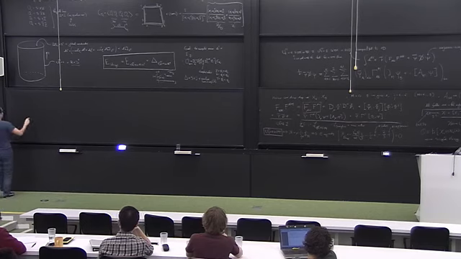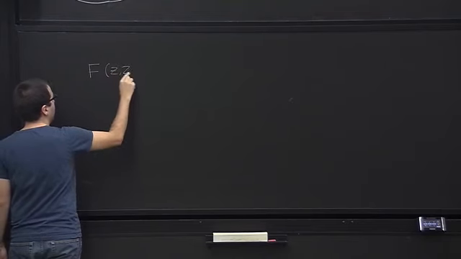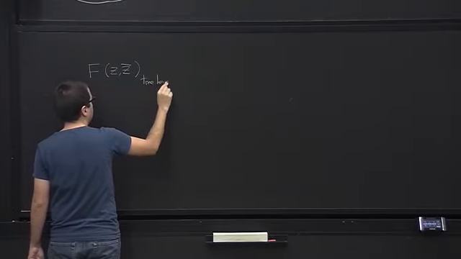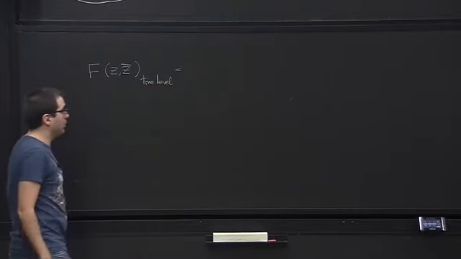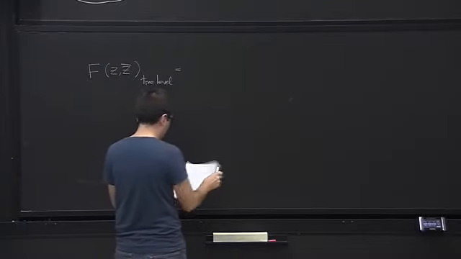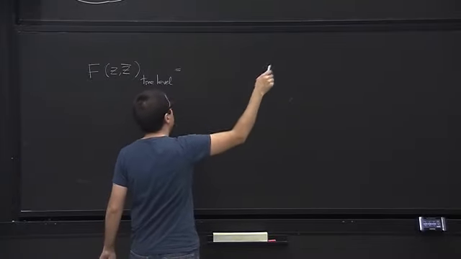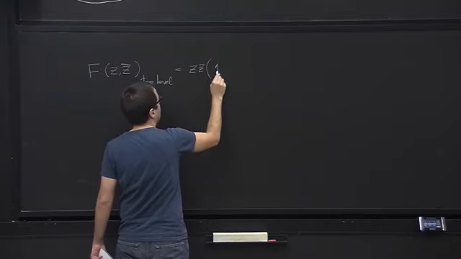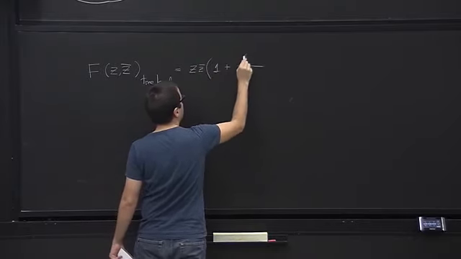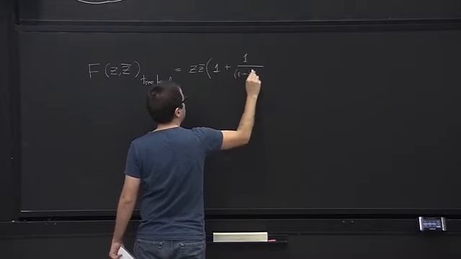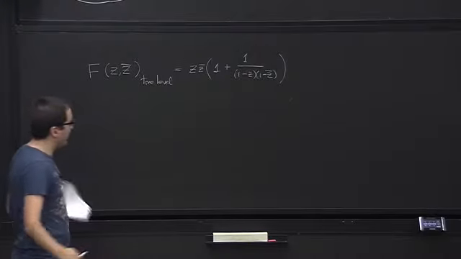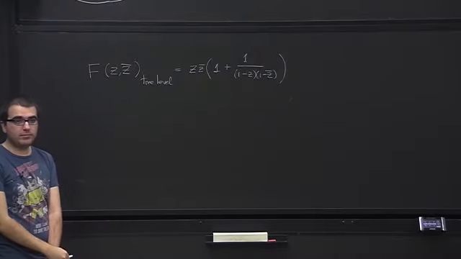Okay, so we computed this function f(Z, Z bar) at leading order. It is equal to U, which is Z times Z bar, times (1 plus 1 over V), and 1 over V is 1 minus Z bar. Very simple function of Z and Z bar.